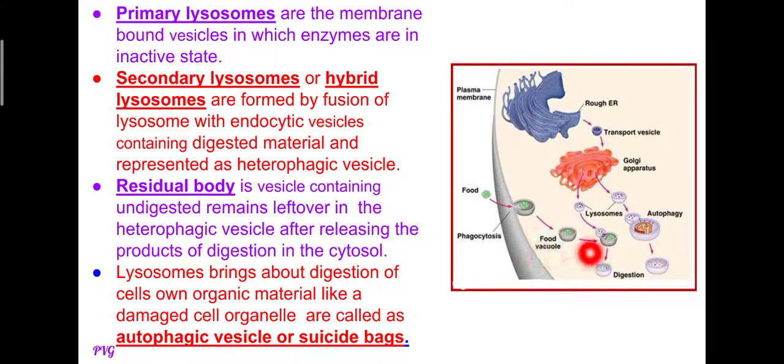म्हणजे सायटोप्लाझम मध्ये अशा पद्धतीने रिमेन्स पाठवले जातात. Lysosomes bring about digestion of the cell's own organic material, like damaged cell organelles.